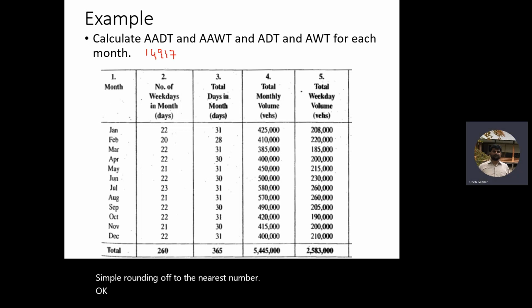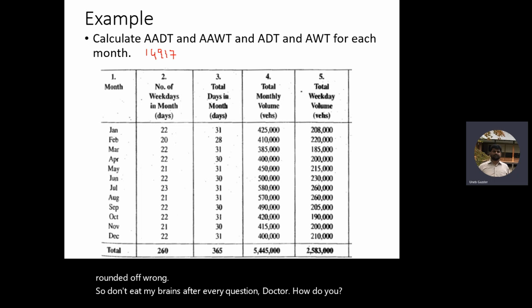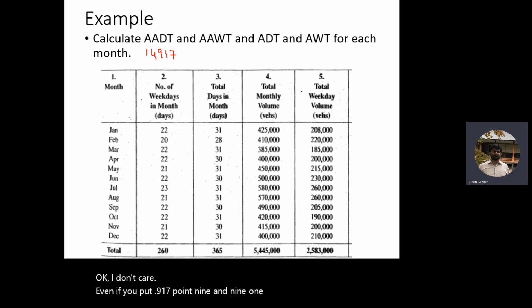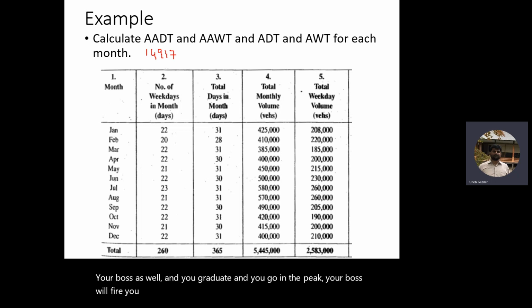And believe me, if you got 0 in this question, it's not because you rounded off wrong. So don't eat my brains after every question, Doctor, how do we round off? I don't care. Even if you put 917.9 as 917, I don't care. Your bosses will, when you graduate and go in the field, your bosses will fire you, and just let me know that.